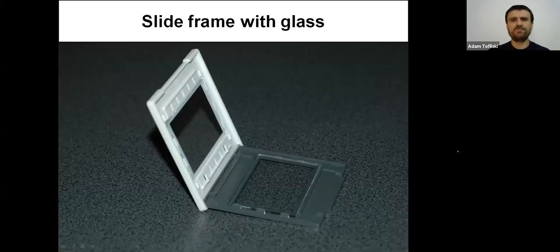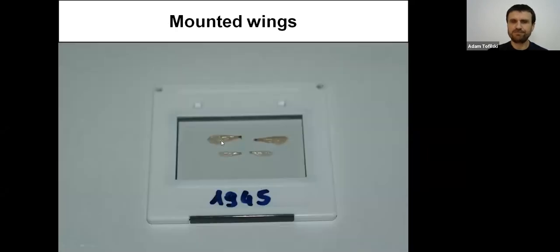I also would like to explain the old technology with slide frames. So most slide frames were used for mounting diapositives, which were used in traditional photography. You cut the film and put it in a frame. Here you can see a more expensive frame with glass. Normally there was no glass, but more expensive frames were designed to protect the film from scratches or getting fingerprints. So here there are two pieces of glass, and the wings can be placed between them. So then we have kind of mounted wings.